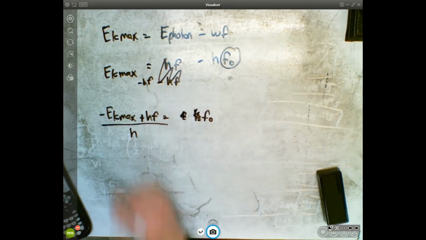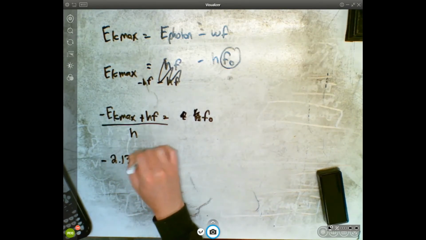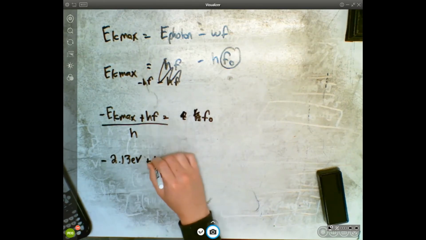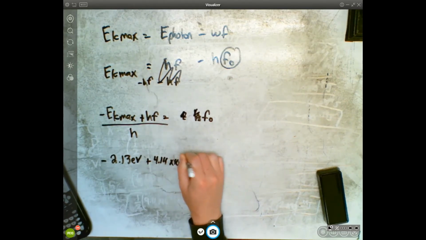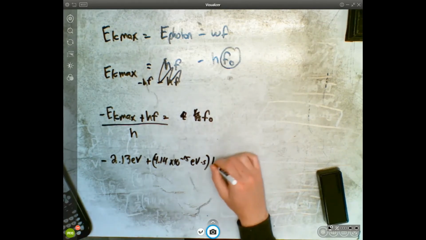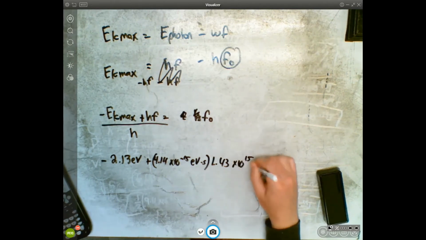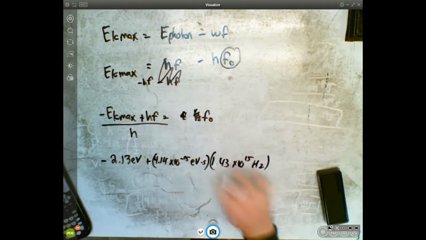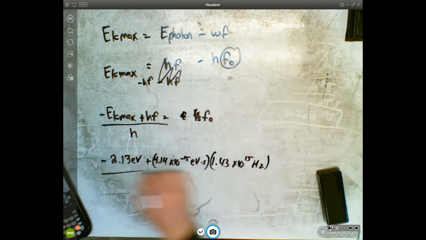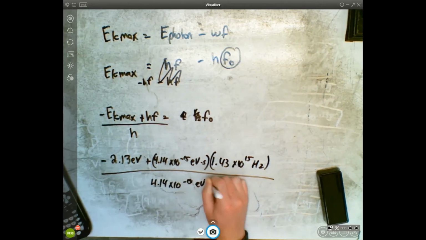So I can be in electron volts for this one. So negative 2.13 electron volts plus, I'll use my h in electron volts, and my frequency, this is the frequency of my photon, which is 1.43 times 10 to the 15 hertz, and then divided by my h, again in electron volt seconds, and I can find my threshold frequency.